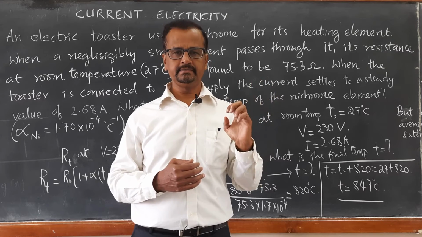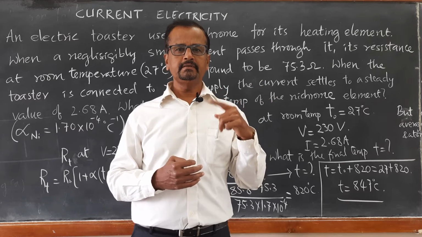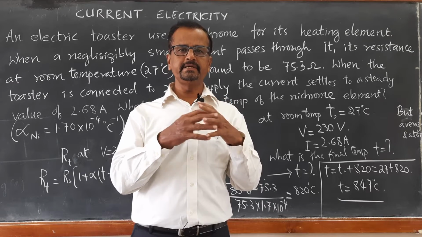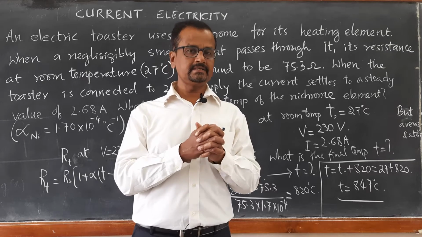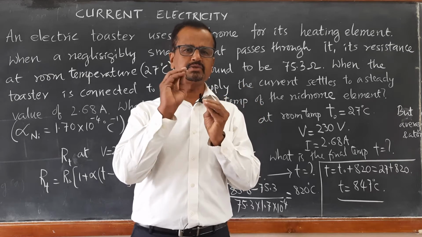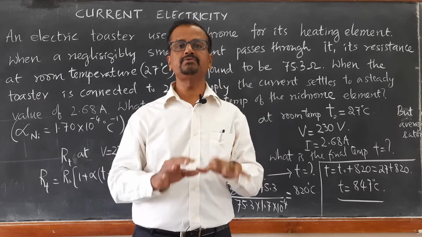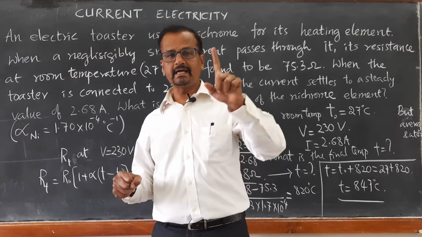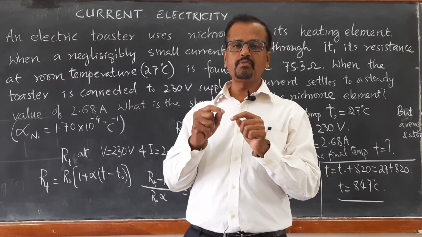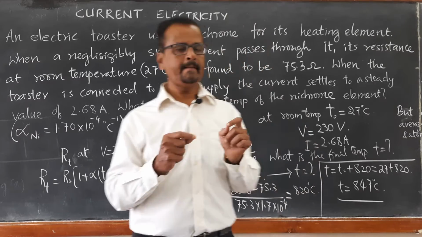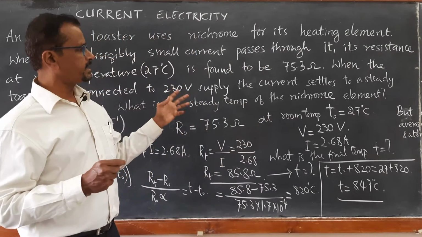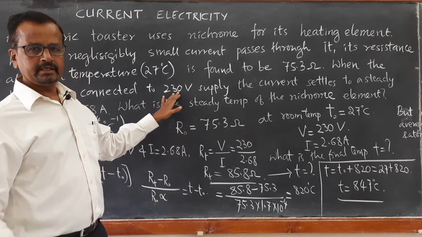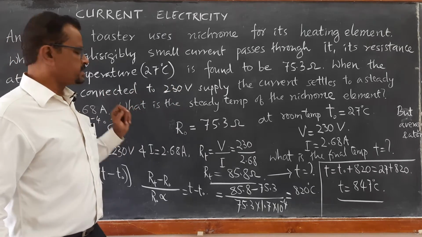Initially, the current will be high, and slowly when the toaster coil gets heated up strongly, the resistivity increases and resistance increases. As a result, what happens? The current will decrease to a certain value and then it becomes constant. That is what we call steady current. So, you are asked to find what is that high temperature at which the nichrome coil gets heated up strongly, and the resistance at that temperature can be calculated using the value of voltage supplied, and the steady current.